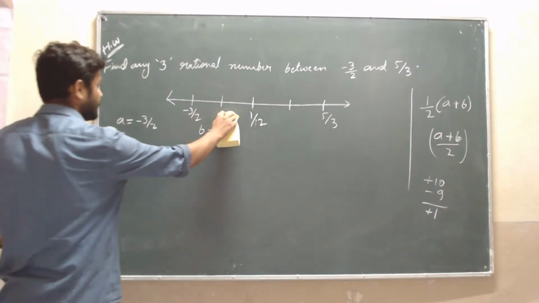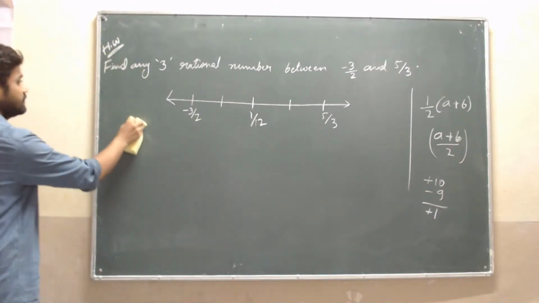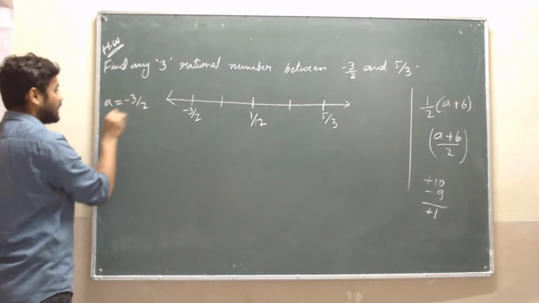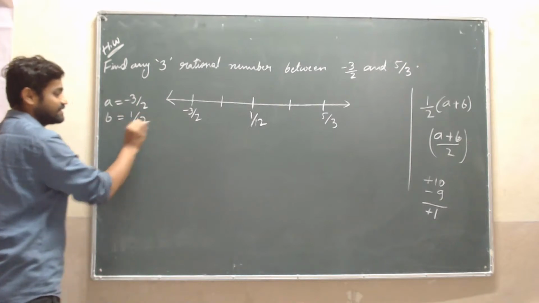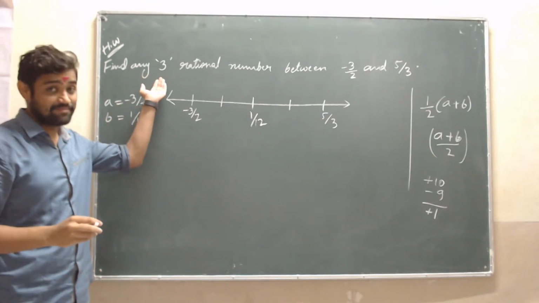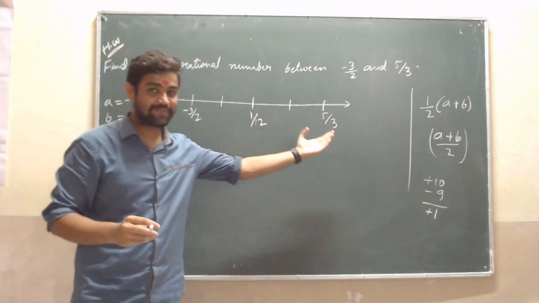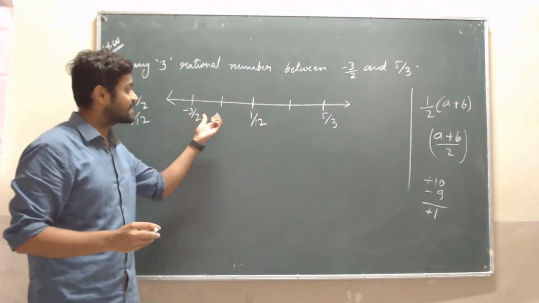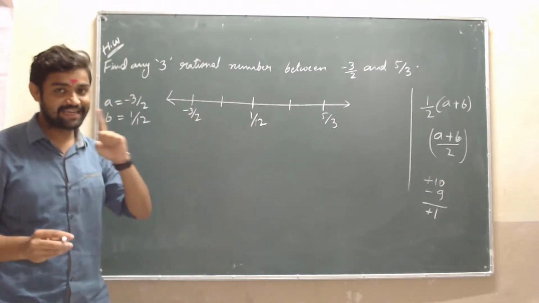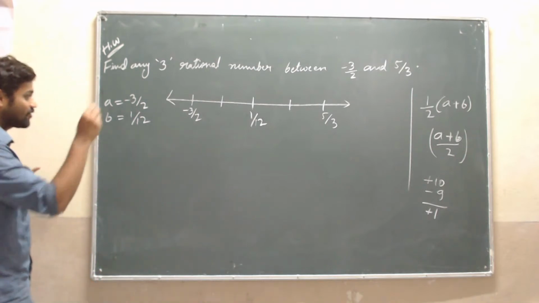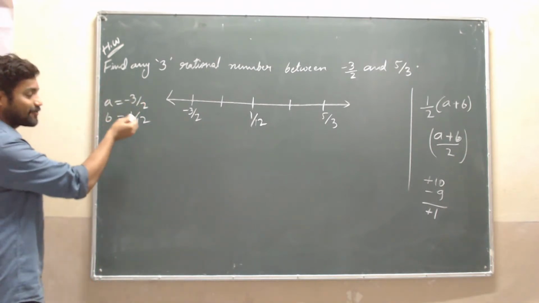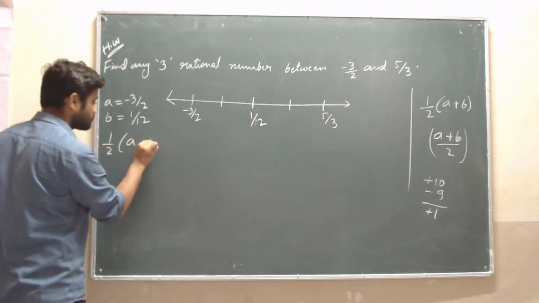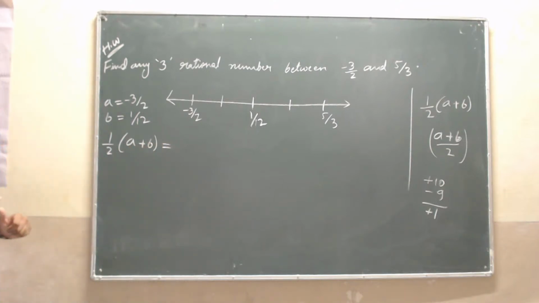And next we have a equal to minus 3 by 2 and b equal to 1 by 12. Why? Because we have to find three rational numbers between minus 3 by 2 as well as 5 by 3. First we have found 1 by 12, so between minus 3 by 2 and 1 by 12 we have to find another rational number. What is the formula we have? That is 1 by 2 into a plus b.